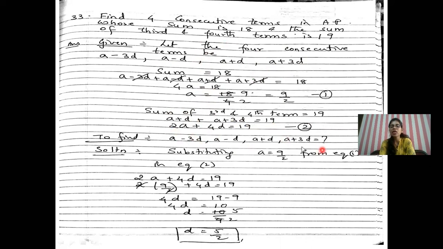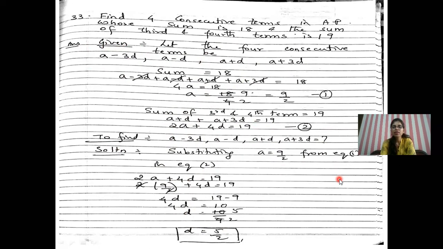Now we have to find these particular terms, a minus 3d, a minus d, a plus d, and a plus 3d. That is what we have to find. Now for the solution, what you are going to do is substitute the value of a in this equation. Once you substitute the value of a in equation 2, you will get the value for d as 5 upon 2. Once you get the value for a and d, by substituting in these assumed terms, you will get the 4 consecutive terms. So that is what we are going to see in the next slide.